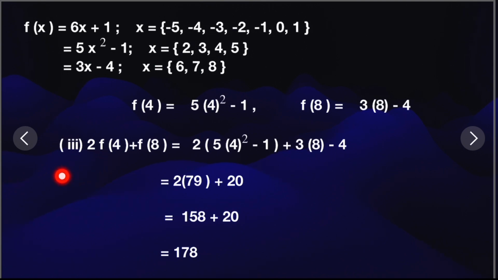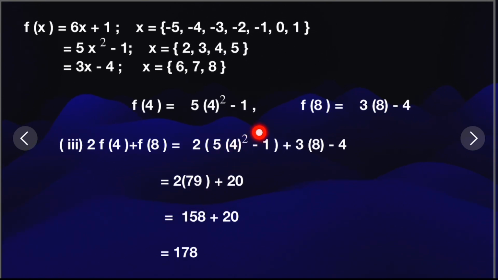Okay, the third sum is 2 into f(4) plus f(8). So let's find f(4) first. Where is 4? Here. So you have to use this formula: 5 into 4 squared minus 1. And f(8) is here, so 3 into 8 minus 4. So 2 into this, put it in the bracket: 5 into 4 squared minus 1 plus 3 into 8 minus 4. So here you solve it.